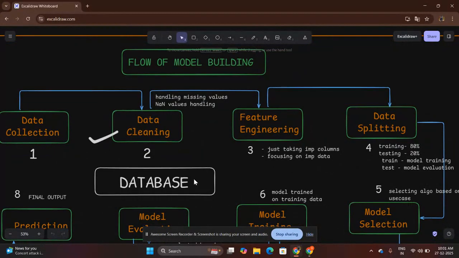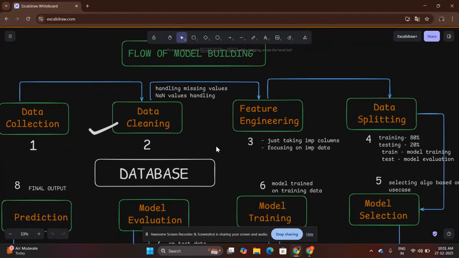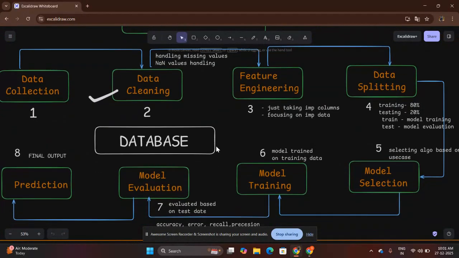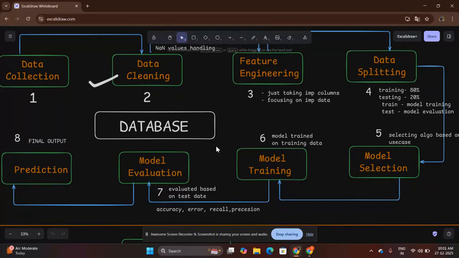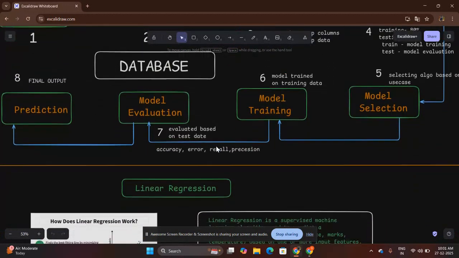So yesterday we covered the flow of model building. We saw each and every step in detail, and what happens in each step of model training. All of that we covered yesterday. So now it's time to go to the algorithms in supervised machine learning, unsupervised learning, and reinforcement learning, and take them one by one.